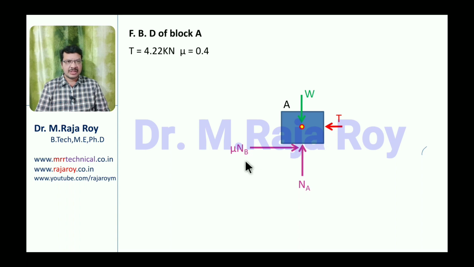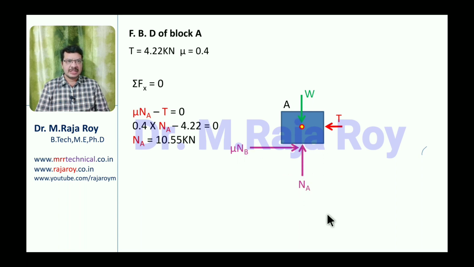From sigma Fx you can get the NA value. Here the T value is known. Now take sigma Fx. This is not NB, this is mu NA. Mu NA is towards positive x, minus T is equal to 0. The T value is known, 4.22. The mu value is known. From this you can get the NA value. The NA value you are getting is 10.55 kilonewton. Okay. This is mu NA.